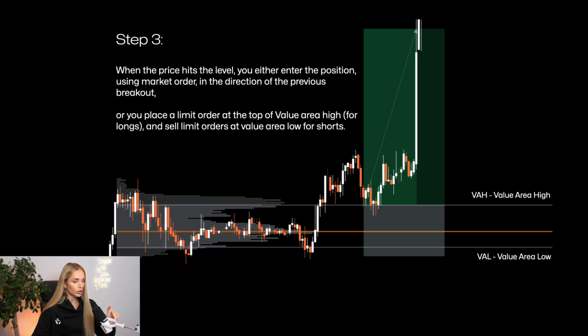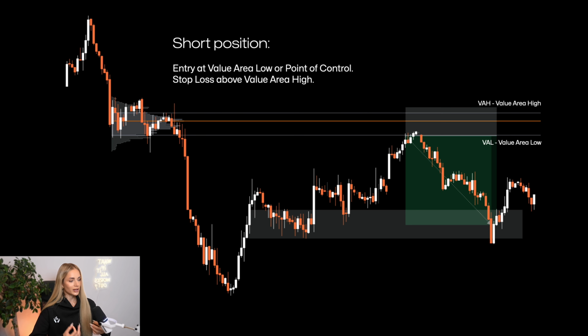This is how your long position will look like. Entry at value area high or point of control with a stop loss below the value area low. Volume accumulation zone in this case protects the price from breaking through against your position, so there is no need to place your stop loss below the low. And in case of short, your entry would be at value area low or point of control with a stop loss above the value area high.